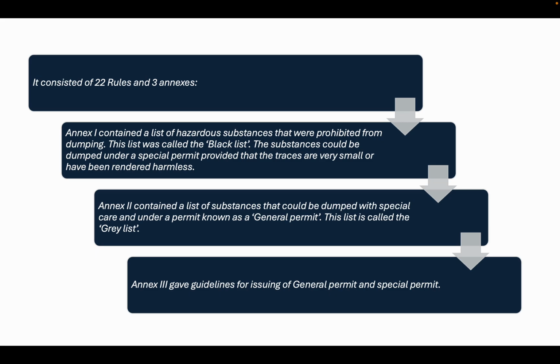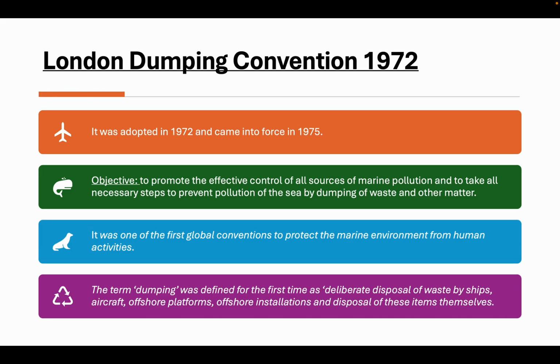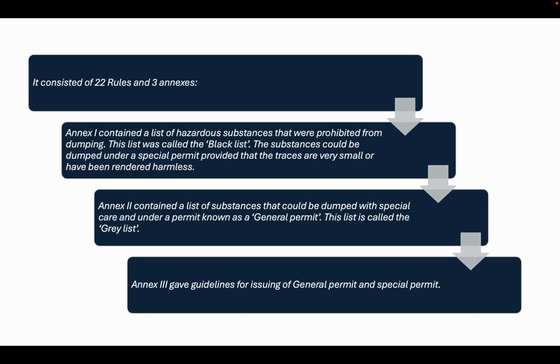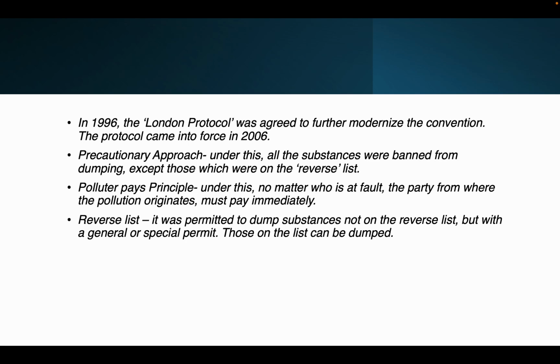So this is the main convention, which has 22 rules and 3 annexes. 22 rules, we are not much bothered about. So 3 annexes you have to write, and this is sufficient for 10 marks. If you write this, it is sufficient for a 10 marks question. And if the question is asked for 15 marks, then you are expected to write about the convention as well.